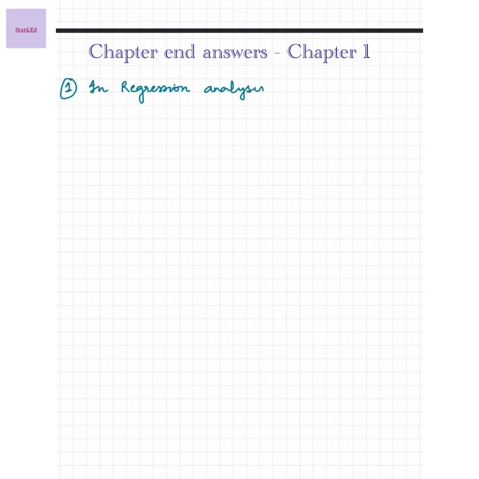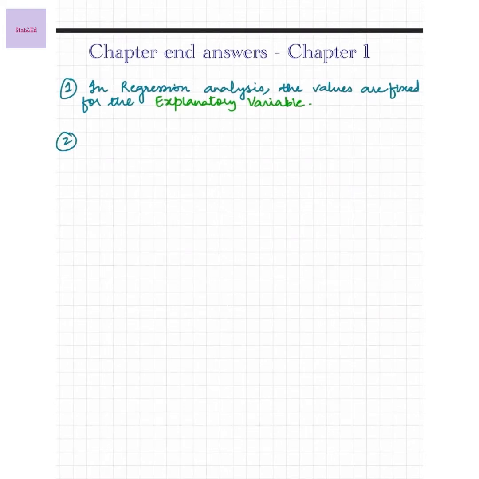Let's get started. So, if you see chapter 1, there are only MCQs which are important in this chapter. So, let's finish them. In regression analysis, the values are fixed for the explanatory variable. The dependent variable is the y variable, which takes different values according to fixed explanatory variables. So the values are fixed for the x's, that are the explanatory variables.